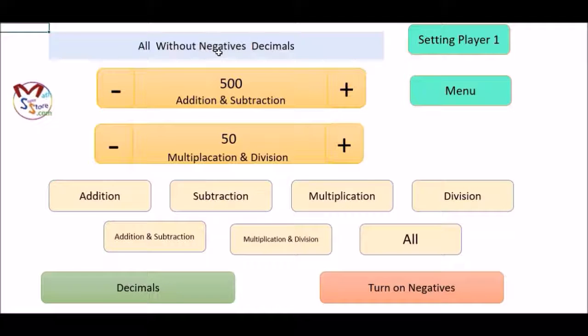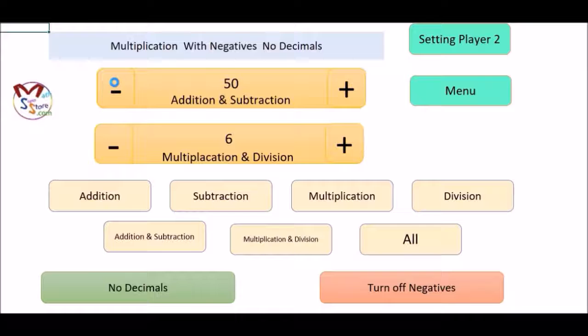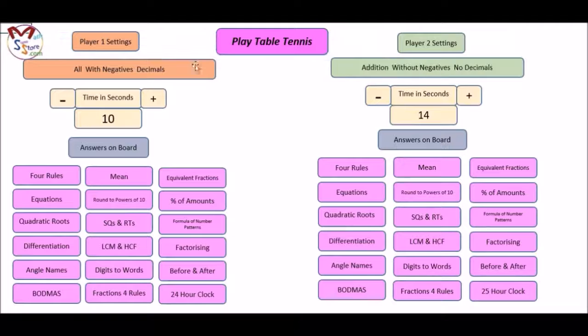All are selected without negatives, but with decimals. Now with no decimals, or we could turn negatives on. If we turn it all on, look at the size of the calculations. Now we set player 2, I will make these easy for player 2, I will not get the right answers for player 1. And we just want addition, with no negatives, with no decimals. So now we go to the menu and we play.